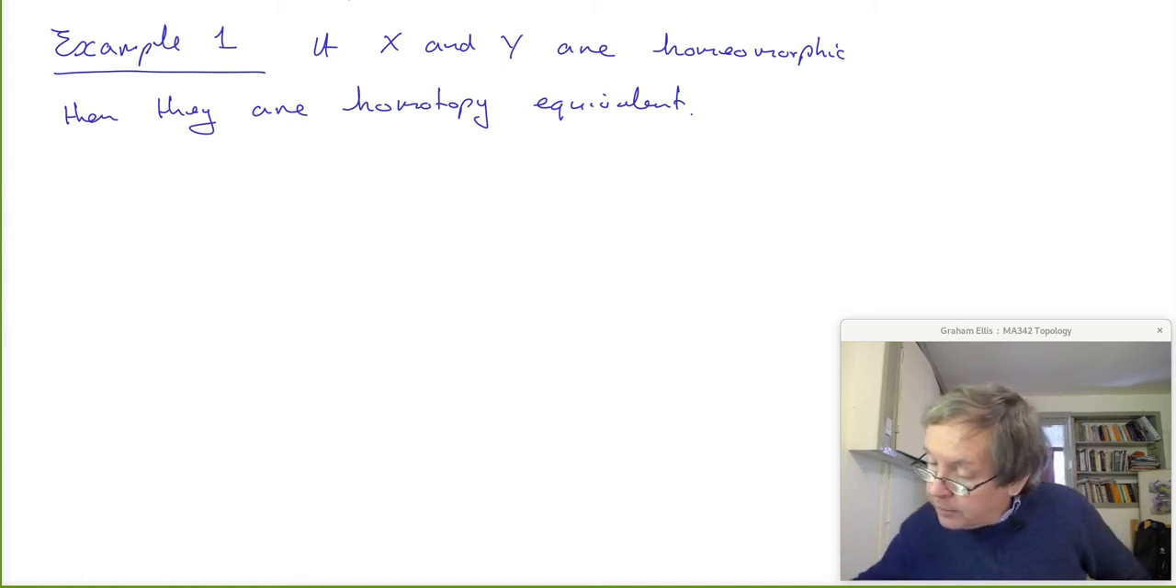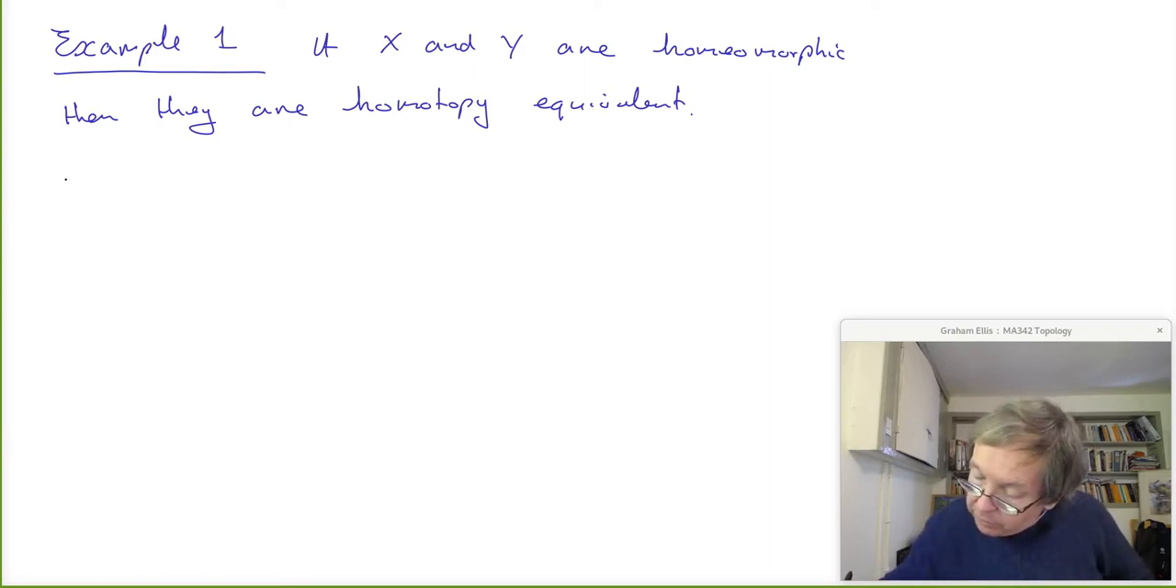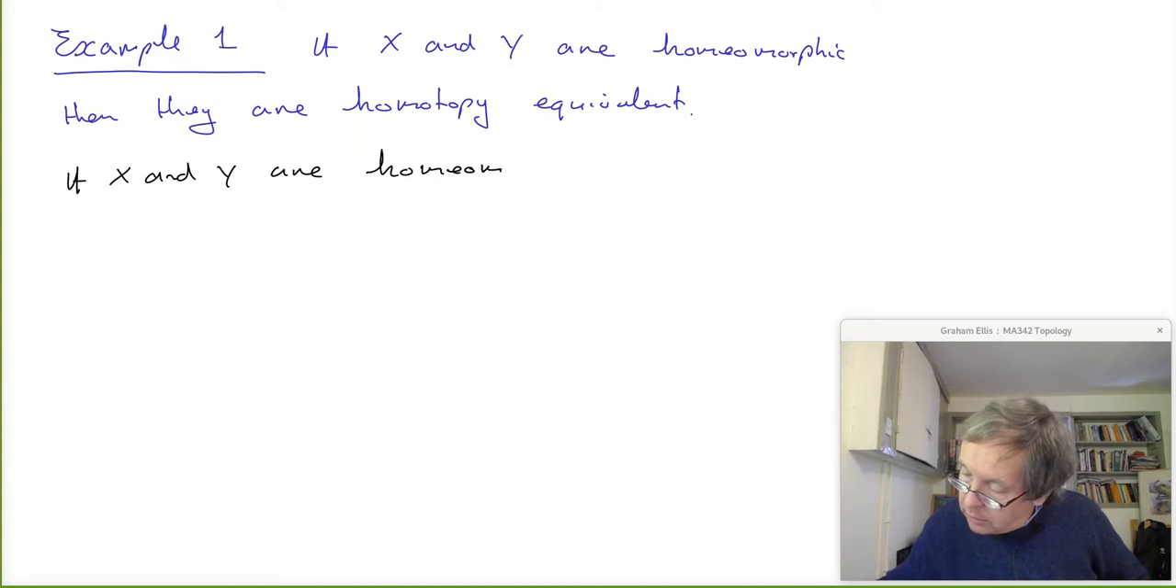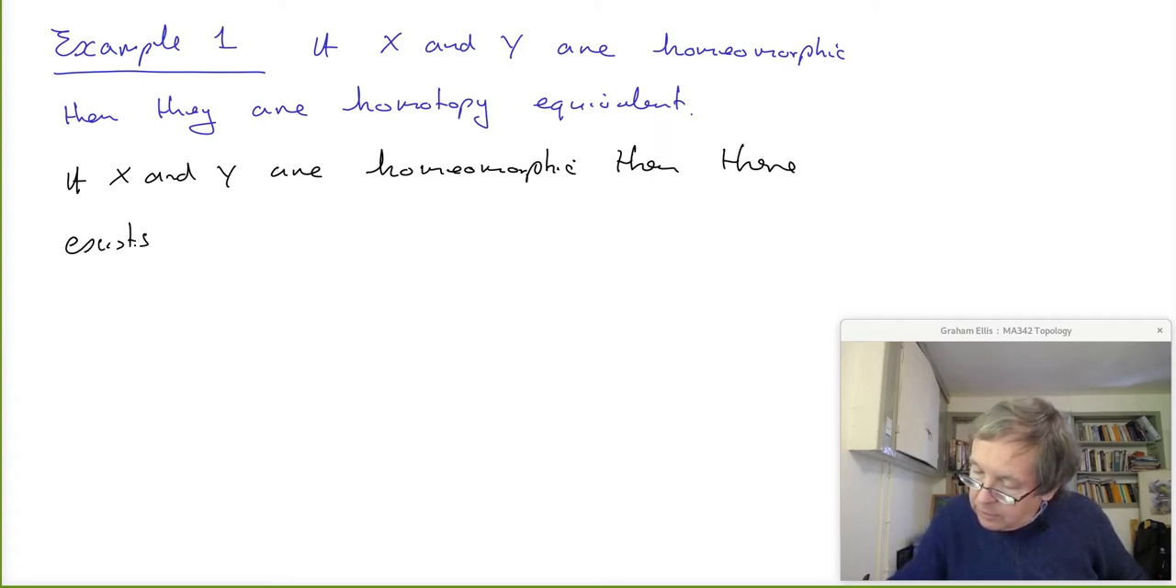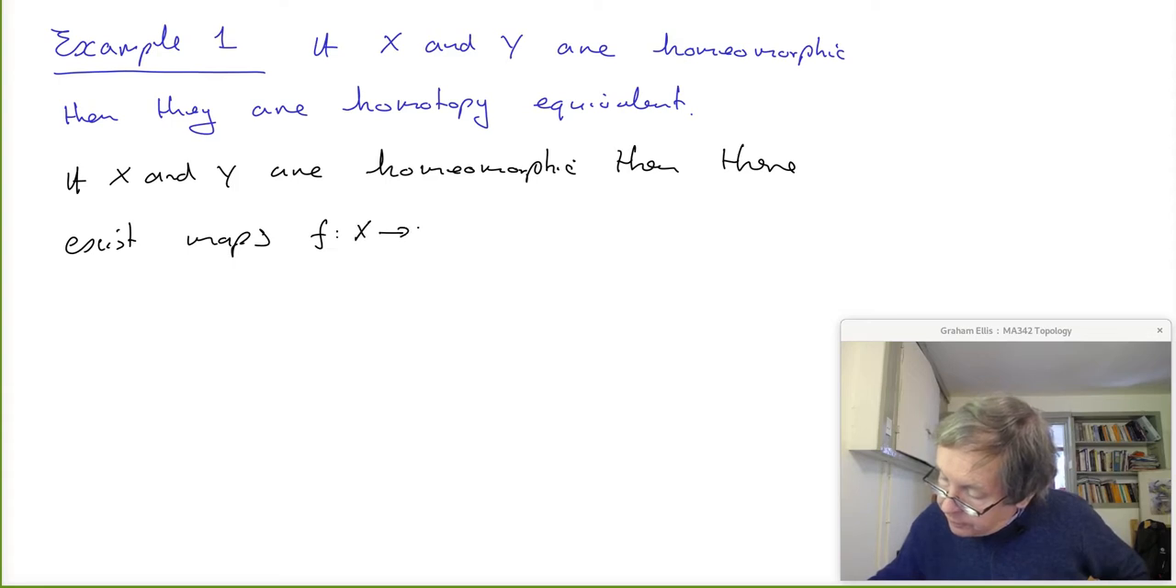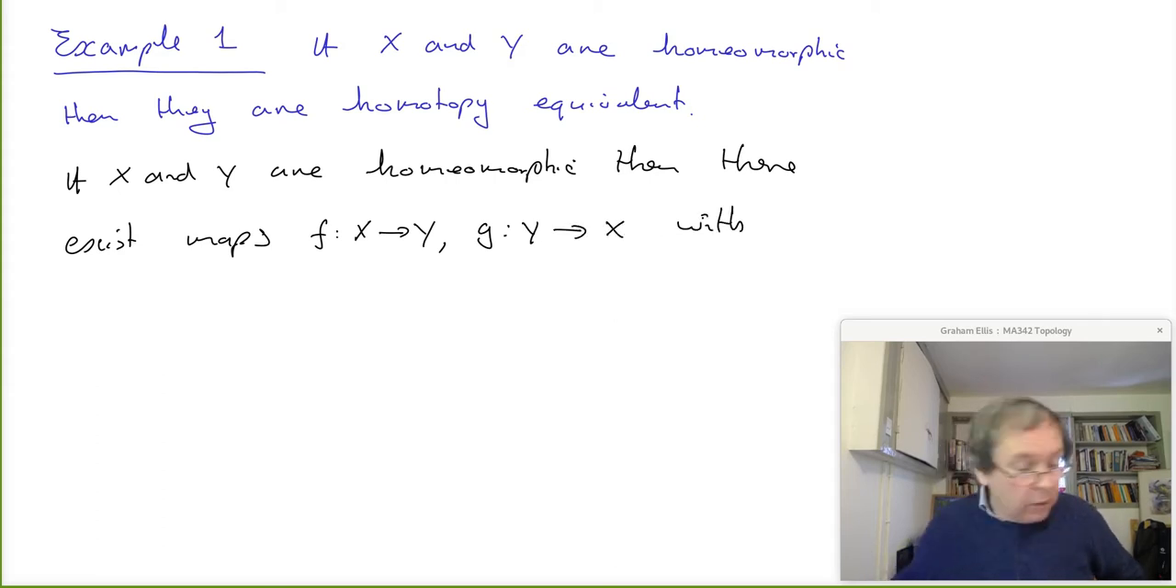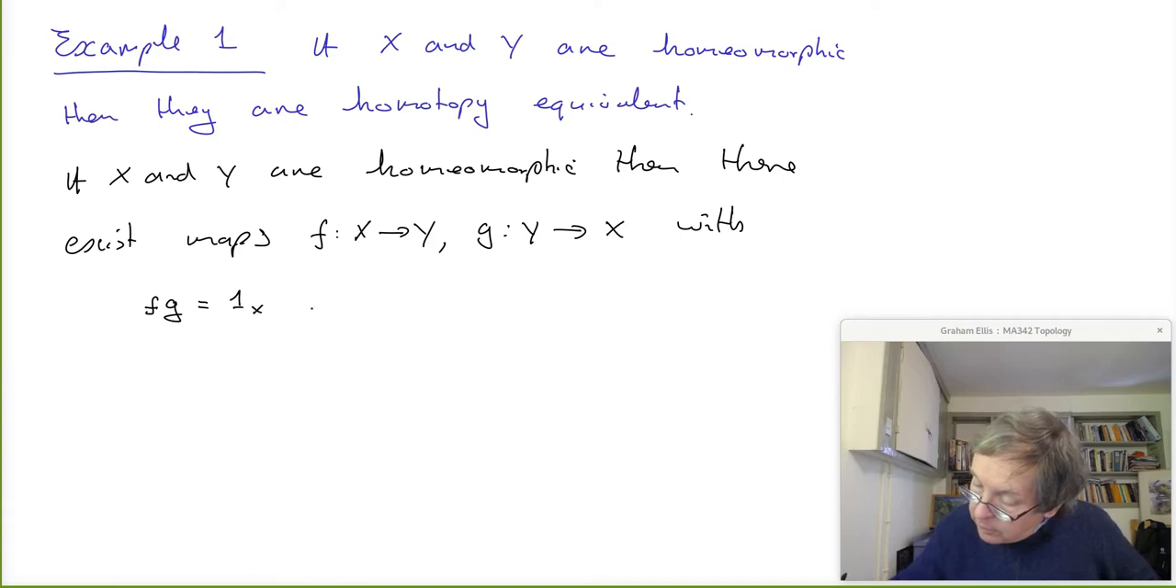So let's explain why. What does it mean for two spaces to be homeomorphic? Let's just recall, if X and Y are homeomorphic, then that means there exist two maps, F from X to Y and G from Y to X, with, and then the definition of homeomorphism is that FG is equal to 1, and GF is equal to the identity on Y.